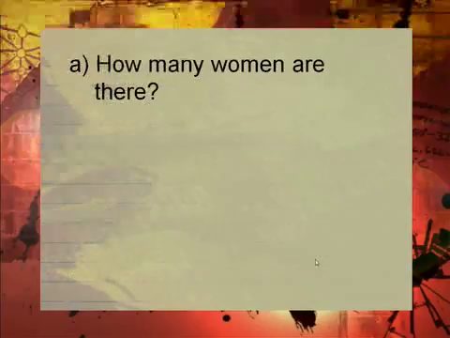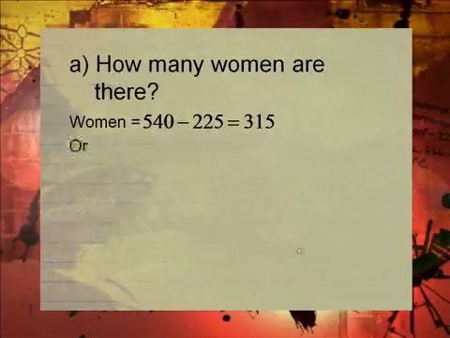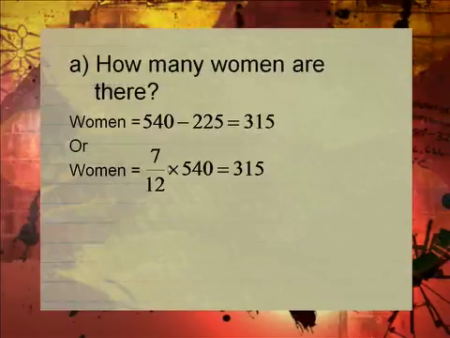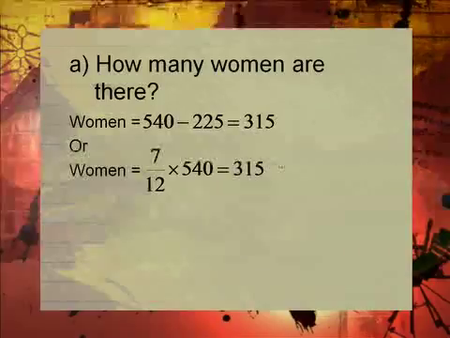Now, how many women are there? I can subtract. I can say from 540, subtract 225, then you get 315. Or as I explained, I can use that ratio, 7 over 12 times 540 equals 315. Can you see that they're the same? We know that this is not a compound ratio. There are only two parts. 540 total minus men. We got men first and then it's 315. Or if you don't want this method, you simply use the ratio, multiply, and you get 315.